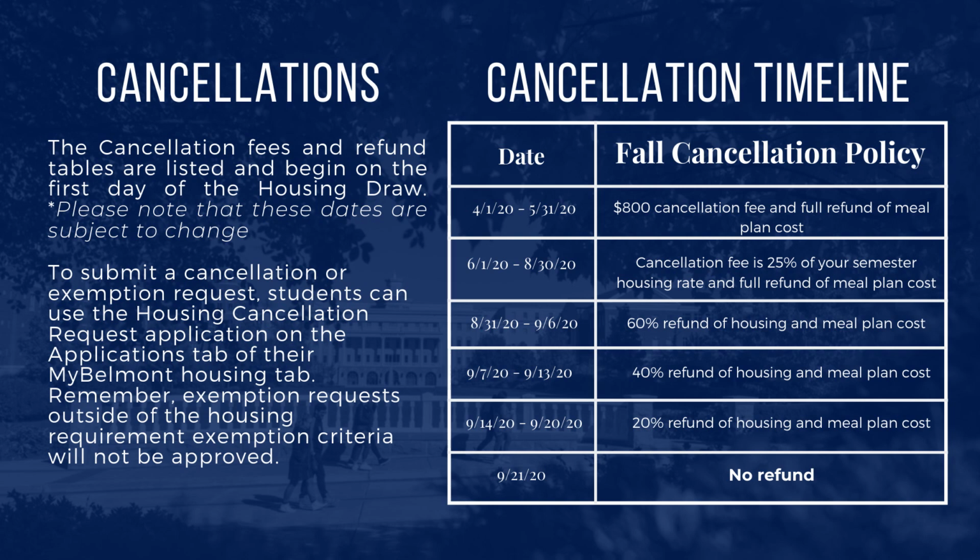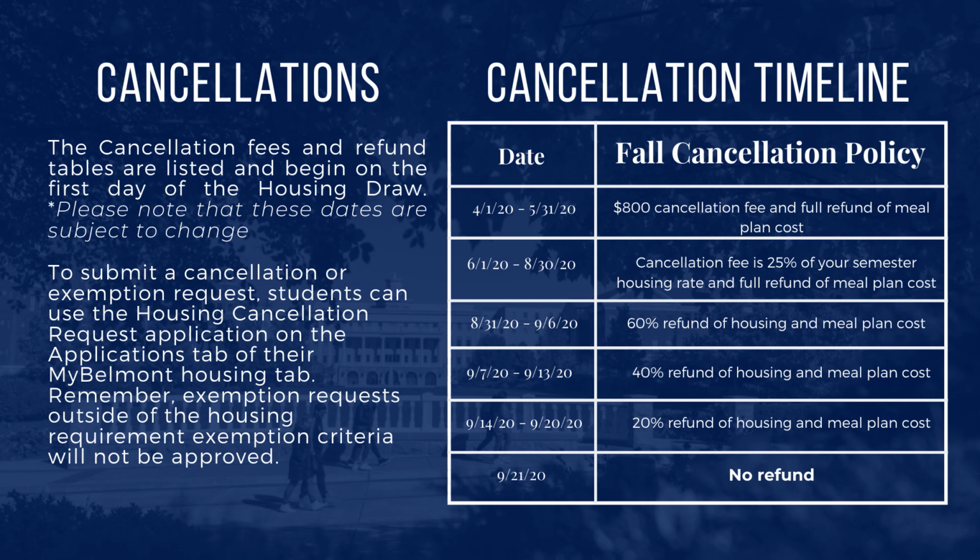As a reminder, Belmont University requires all full-time undergraduate students with less than 60 credit hours prior to the start of the fall semester to live on campus. If you are required to live on campus and do not participate in the housing draw, you will automatically be given a housing assignment at the conclusion of the housing selection process.